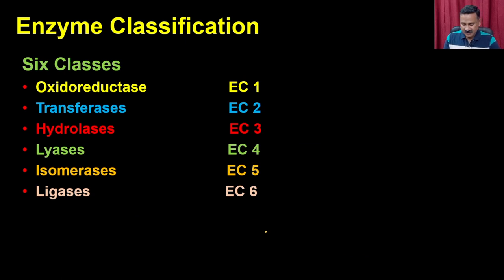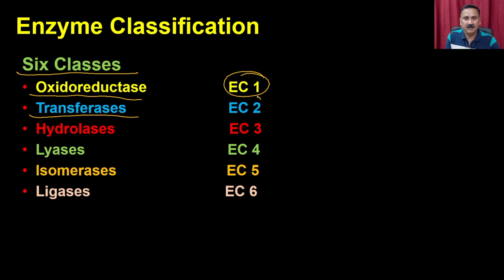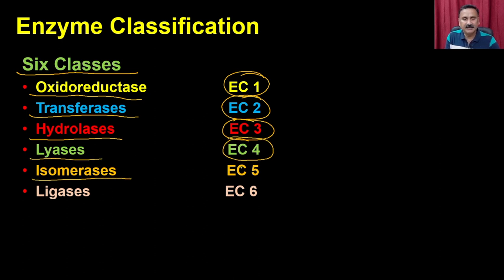So based on the Enzyme Commission, there are 6 classes. One is called the oxidoreductases, so that is the EC number 1. Then we have the transferases, that is the EC number 2. Then we have the hydrolases, that is the EC number 3. Then we have the lyases, these are the EC number 4. Then we have the isomerases, and these are the EC number 5. And then we have the ligases, and these are the EC number 6.